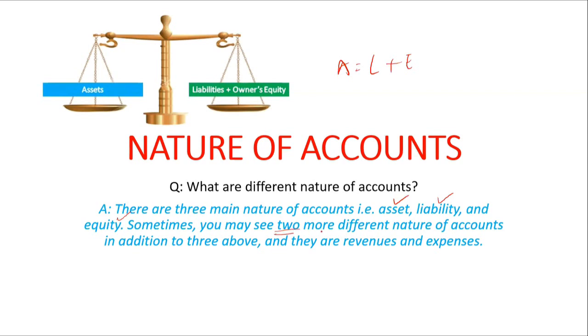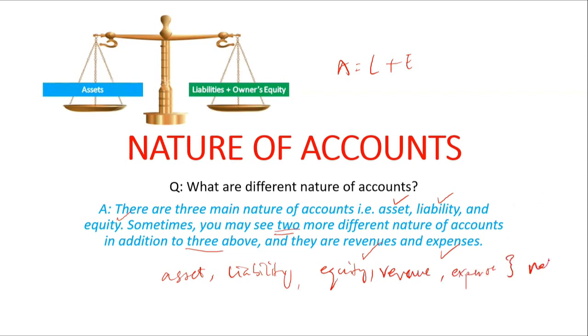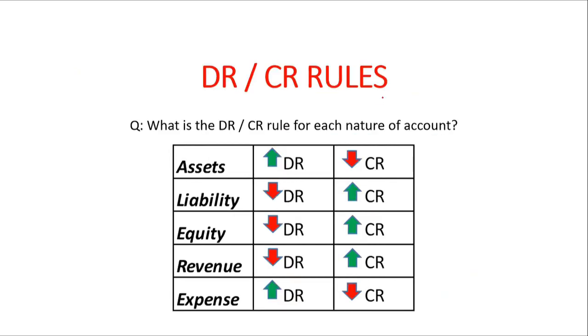So the three main nature of accounts you can see are asset, liability, and equity. The other two nature of accounts that you would see in addition to the three that I have mentioned here are revenues and expenses. So asset, liability, equity, revenue, expenses. These are all nature of accounts. And now we are going to look at the debit and credit rules for each nature of account: asset, liability, equity, revenue, and expense.